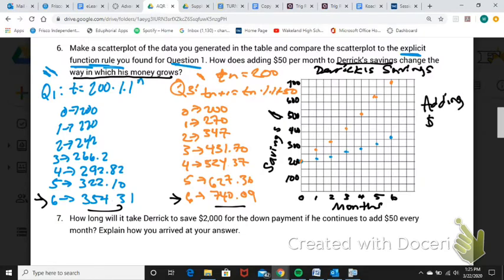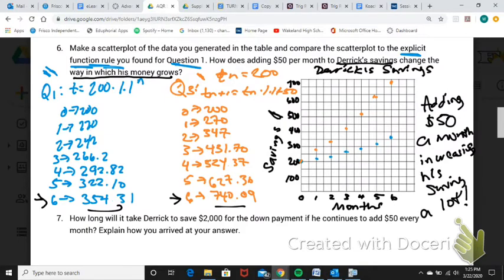So adding $50 a month increases his savings a lot. You don't have to put any fancy words on there. I think that accomplishes everything there. So adding that $50, it increases a lot, and we see that there. So let's go ahead and look at number 7.